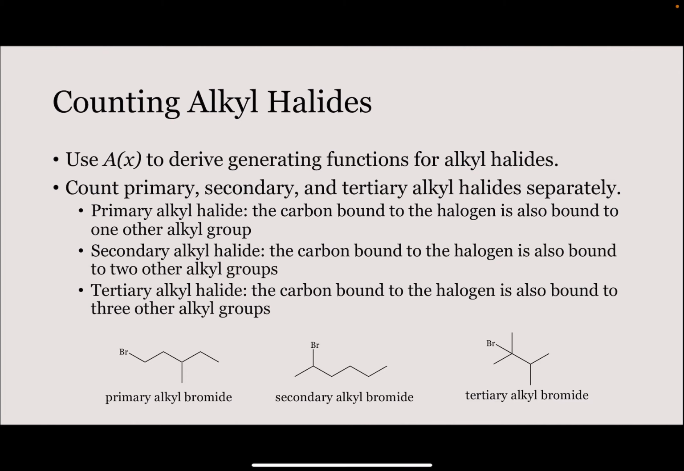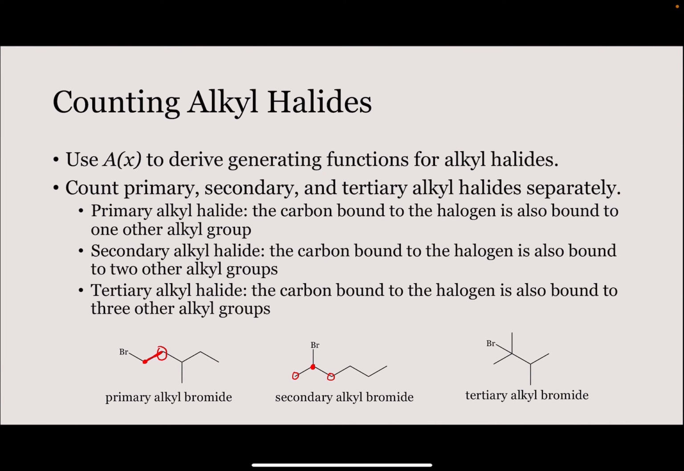What we're going to do to determine whether something's primary, secondary, or tertiary is just look at the carbon that is bound to the halogen. In this case, our halogen is a bromine. In this primary example here, let's take a look at our bromine and the carbon that is directly bonded to the bromine. This carbon here is bonded to exactly one other carbon atom, namely this one over here. So this one is a primary alkyl bromide. For the secondary one, take the bromine, look at the carbon directly bonded to the bromine. We are bonded to two different alkyl groups, two different carbons. That's a secondary alkyl bromide.